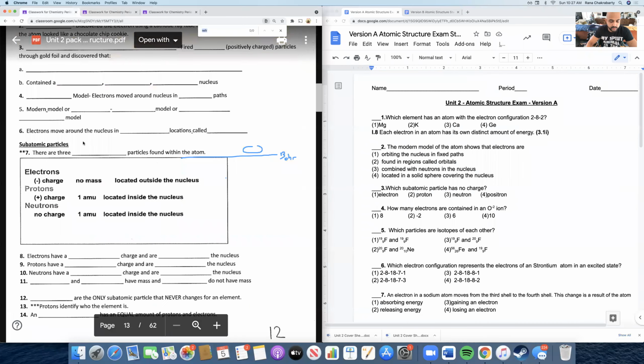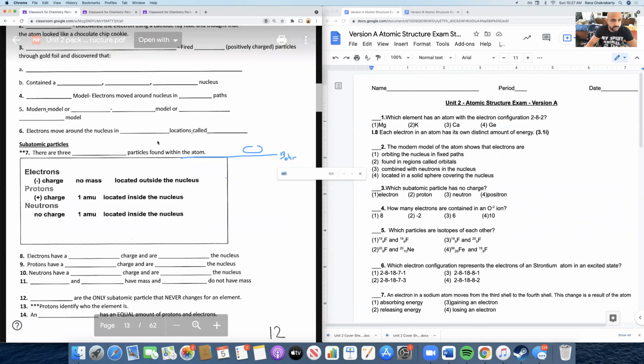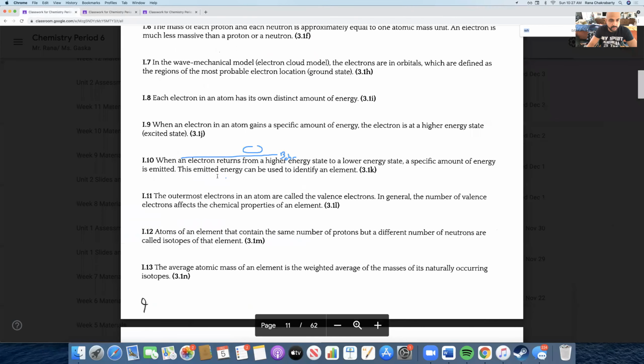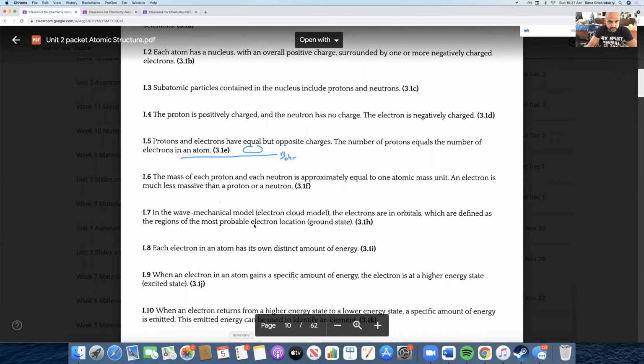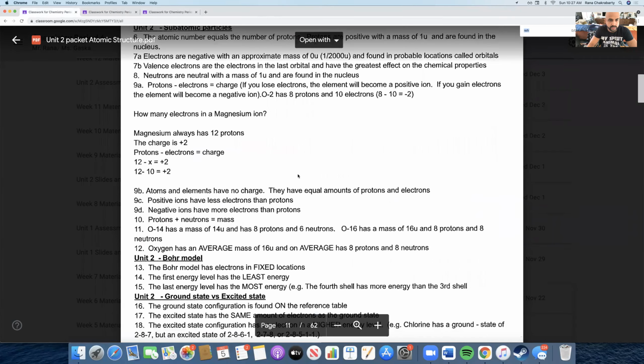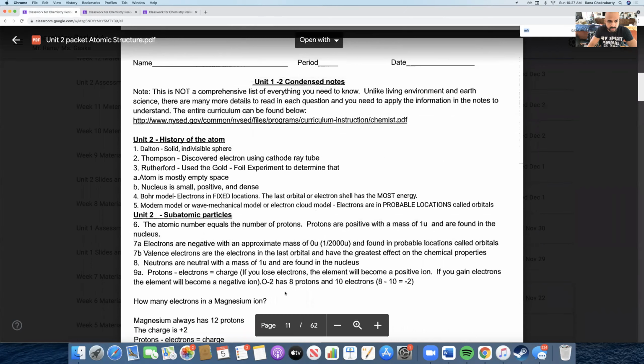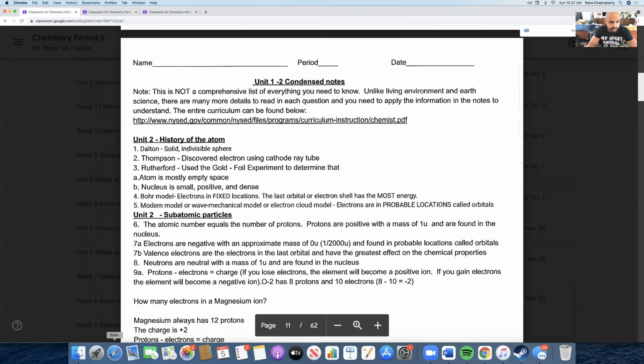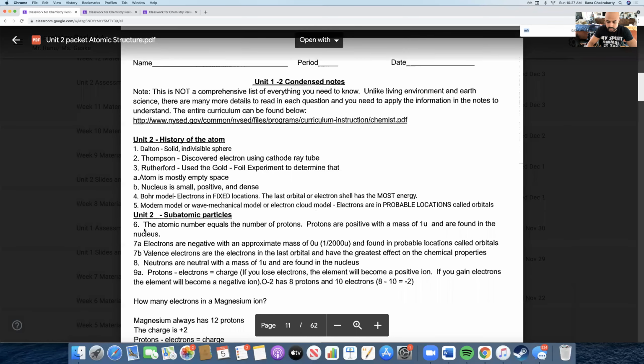Let me show that to you in the notes here. So the modern model, and this is standard 1.1, right? Over a long period of time. Where is it in the notes? It's right here. So the modern model or wave mechanical model, electrons are in probable locations called orbitals. If we got that one wrong, look at number 5 in the condensed notes. Make a flashcard to help you out.